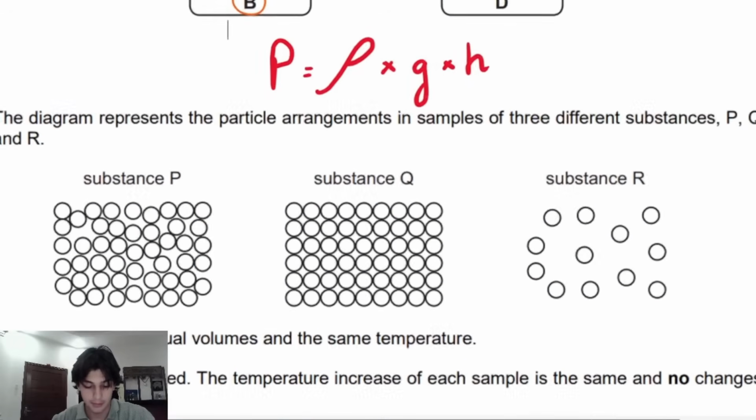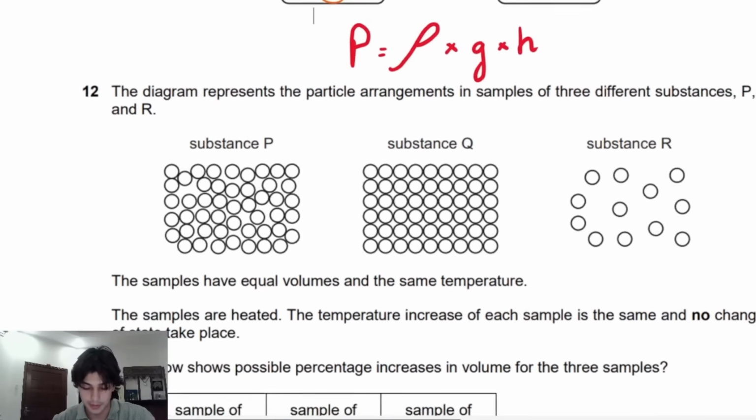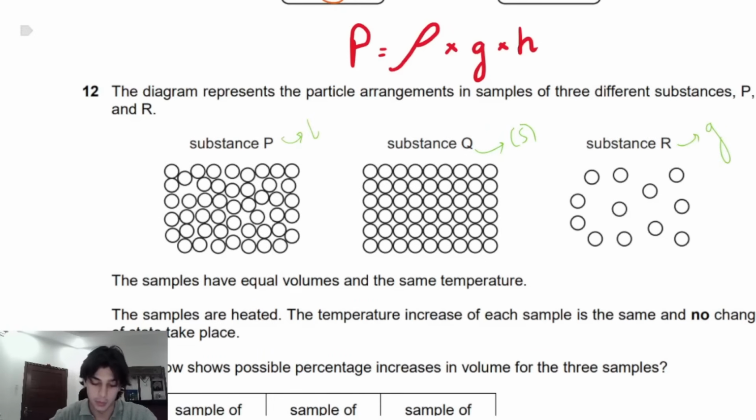Alright, moving on, here we have a diagram that represents the particles in 3 different substances, P, Q, R. Very simply put, Q is going to be a solid, R is clearly a gas, and P is clearly a liquid because of the intermolecular forces that you can see. Anything that is tightly packed is a solid. Pretty self-explanatory. Anything that is widely spread apart is a gas, and in between is a liquid.